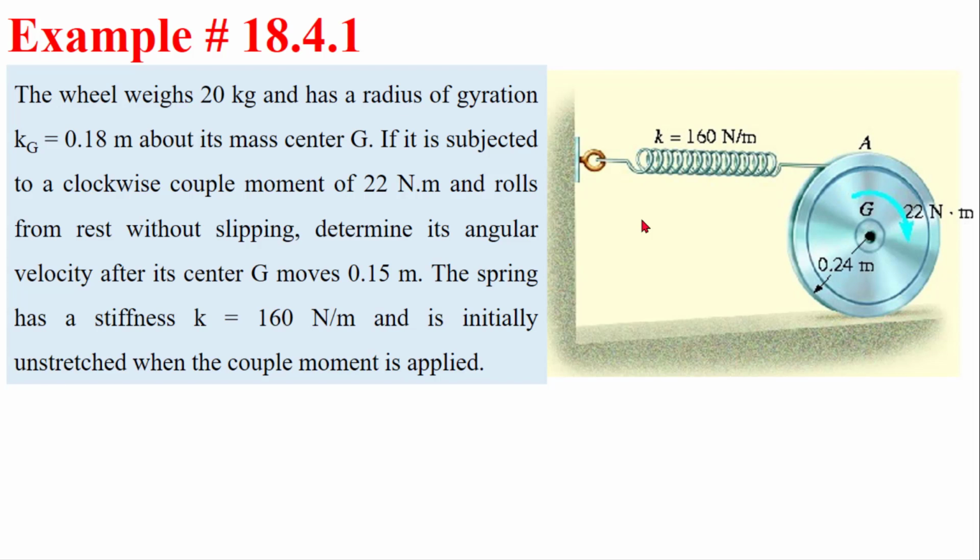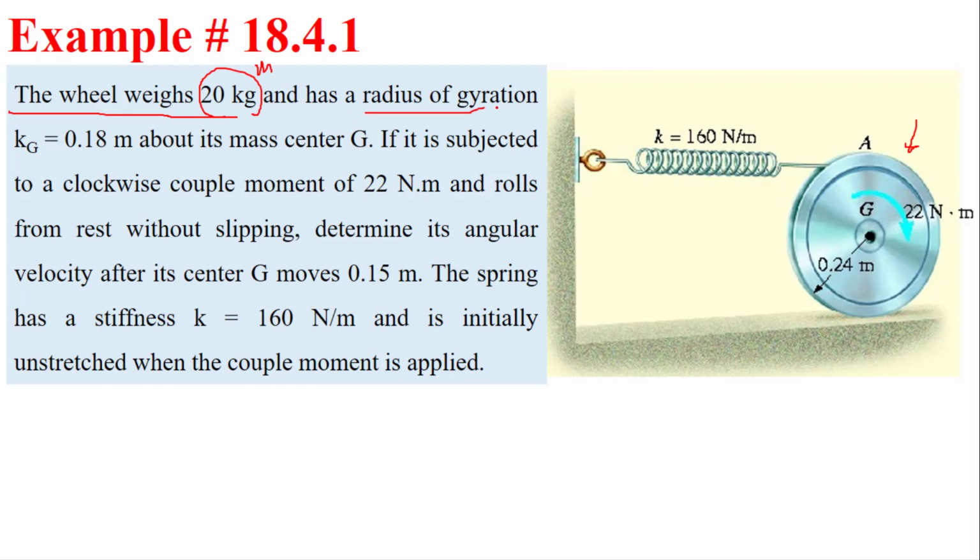Okay. وهذا هيكون آخر example بهذا السكشن. So خلينا في البداية نقرأ السؤال. So the wheel weighs 20 kilogram. Here is the wheel. Okay. And its weight is 20 kilogram. This is M.